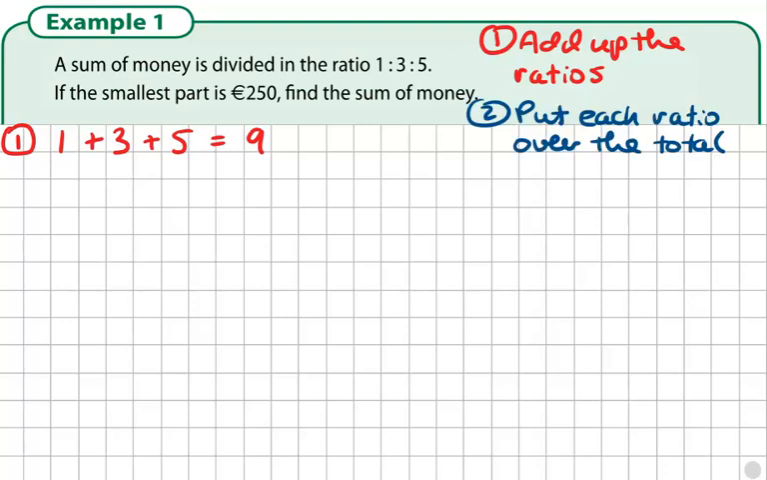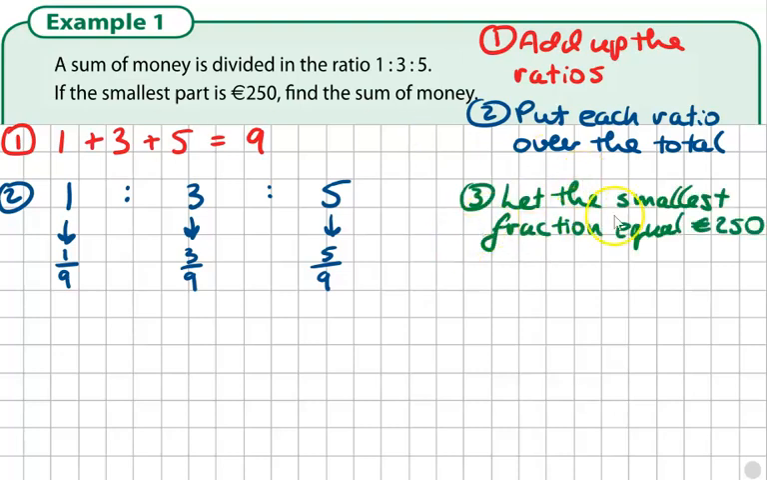Step 2, put each ratio over the total. So we put 1 over 9, 3 over 9, and 5 over 9. And notice that if you were to add up the ratios, so 1/9 plus 3/9 plus 5/9 would give you 9/9, which is 100%.